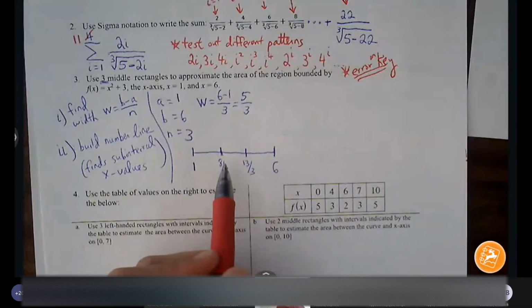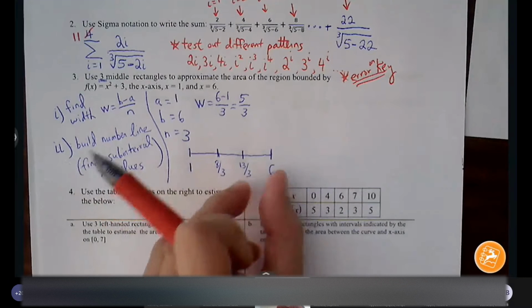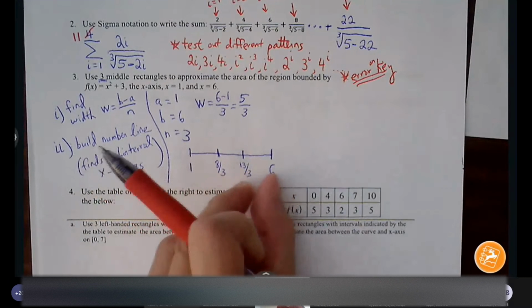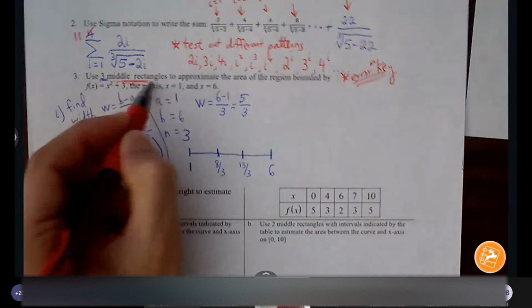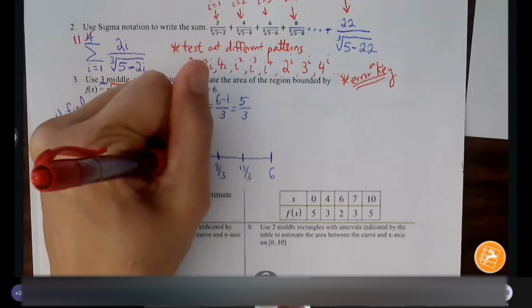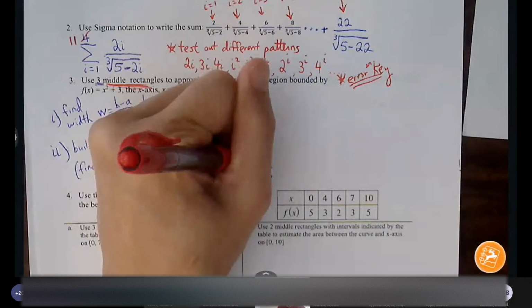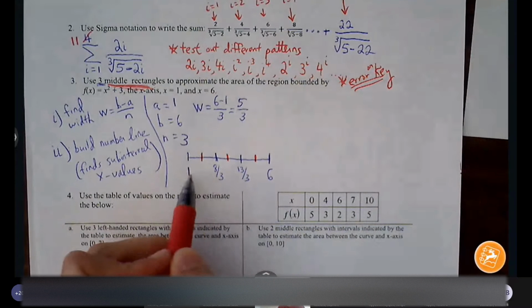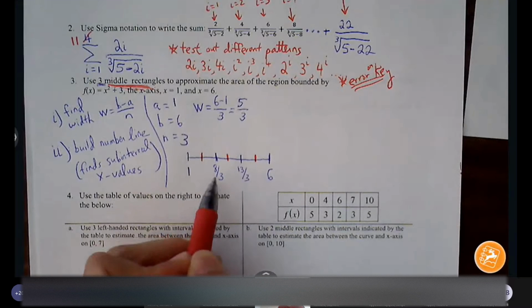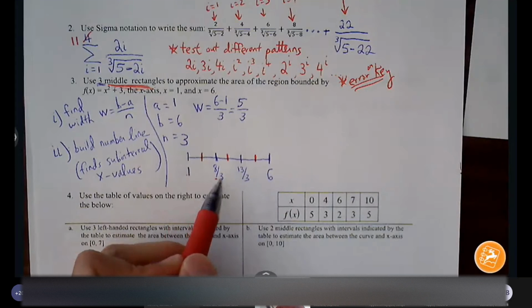Now, these are 3 subintervals that would be good if we want to find left or right-handed rectangles, because we have subintervals with the appropriate x values, but it's asking for a middle rectangle. So we're going to find a bit more information from our number line here. We're going to pick off our midpoints. So to find our midpoint, we're going to be adding and finding the average between our subinterval endpoints. So 1 plus 8/3 divided by 2, or same thing as 1 plus 8/3 times 1/2.